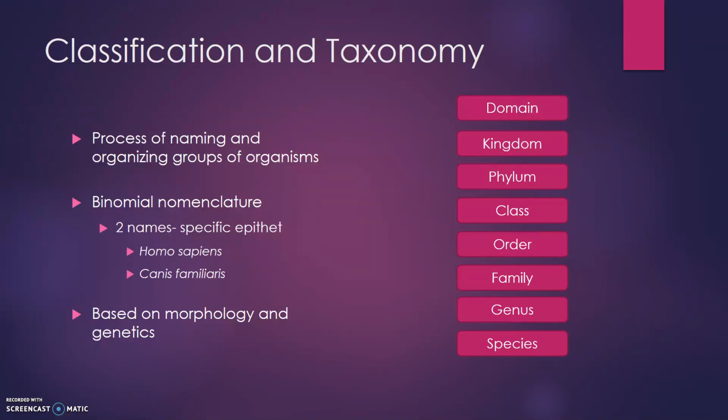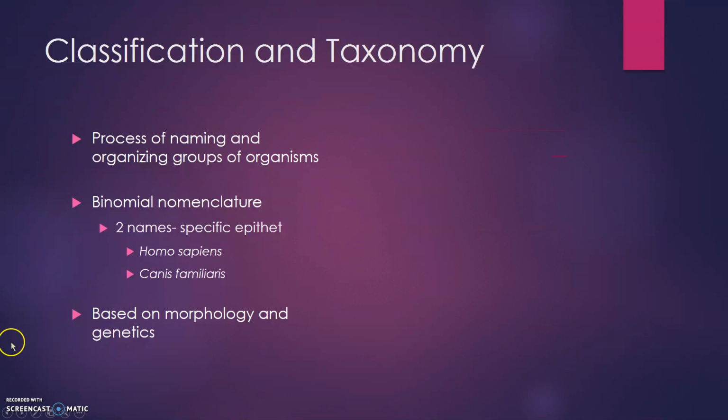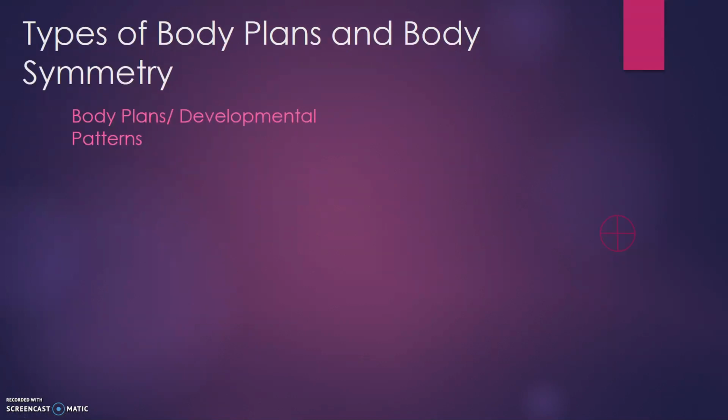A good way to remember these levels of classification, you can say that dumb King Philip came over from green Scotland, or dumb kids playing cards on freeways get squashed. That can help you remember it because it's pretty specific and it may be one of those things that you don't want to remember, but you really need to. Another thing you need to know is that there are certain body plans and body symmetries that you see within the animal kingdom, and I'm going to go over those now.